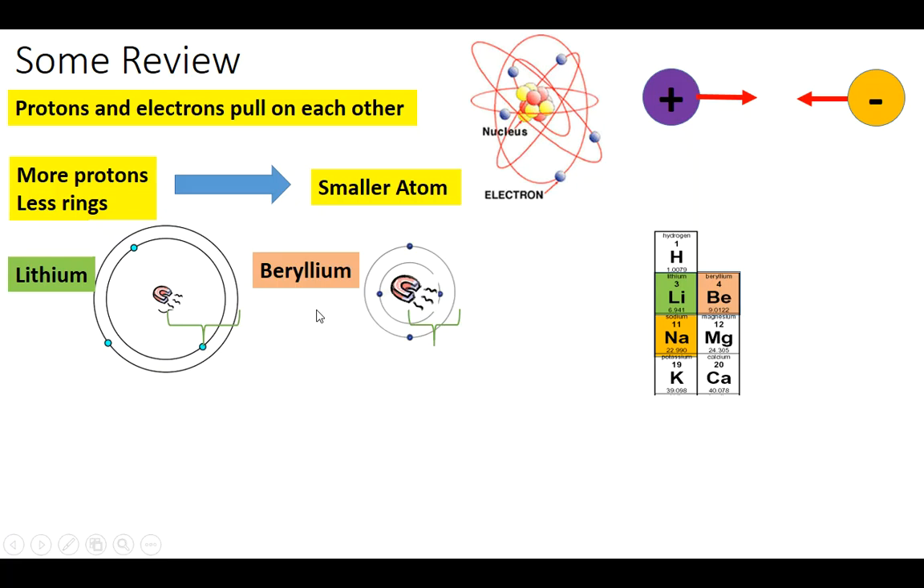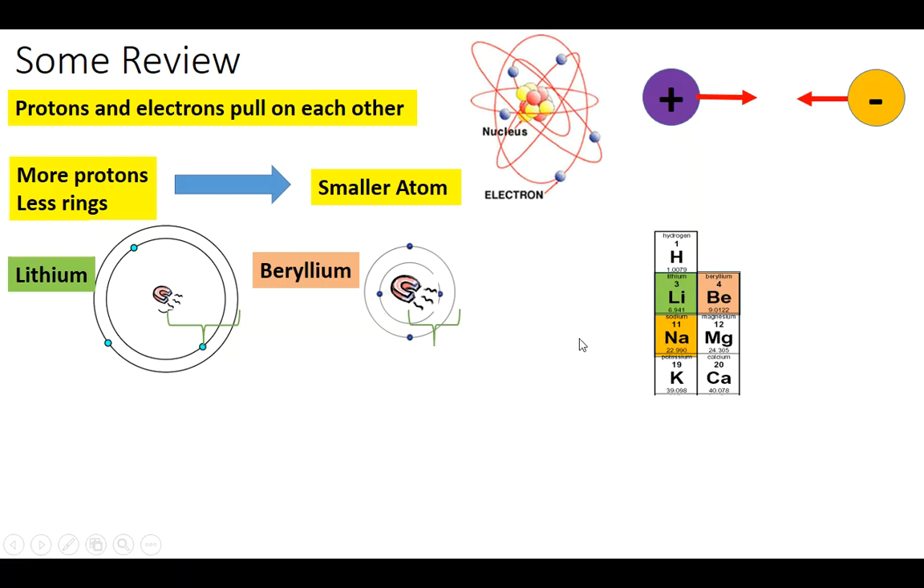Well, if we go over one to beryllium, we've added a proton, so it's got a bit bigger of a magnet. Not a ton, but a little bit bigger. Because its magnet is bigger, it pulls on those rings more and kind of sucks them in a little bit. So beryllium is a smaller element, even though it has more things in it. Now that'll keep continuing as you go across the periodic table, so as you go to the right, things get smaller.